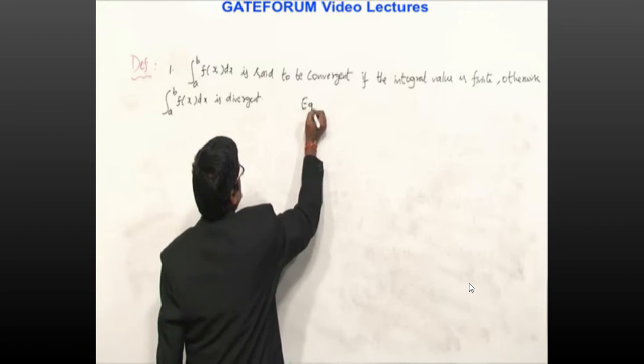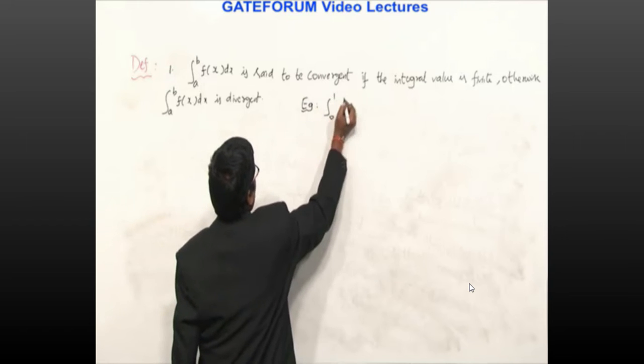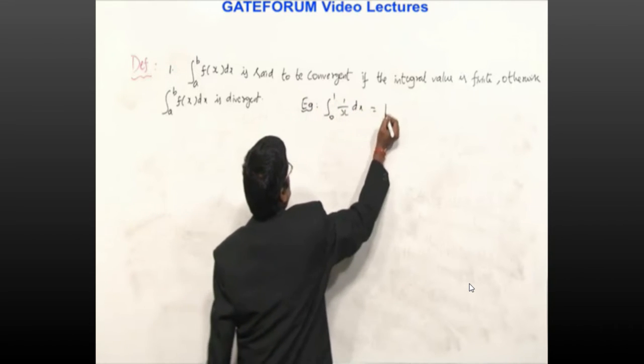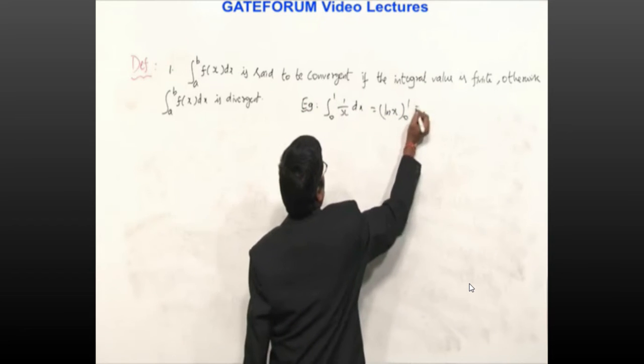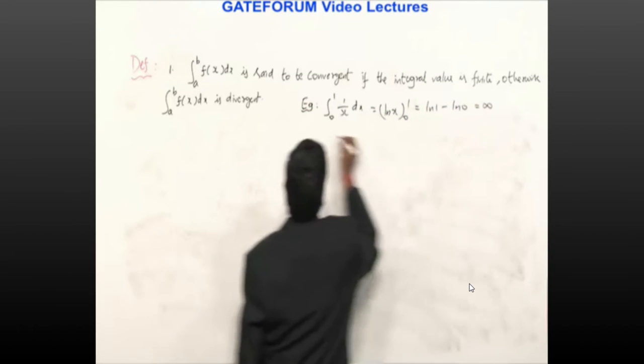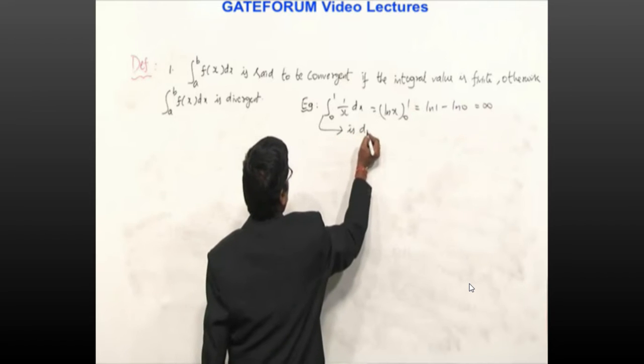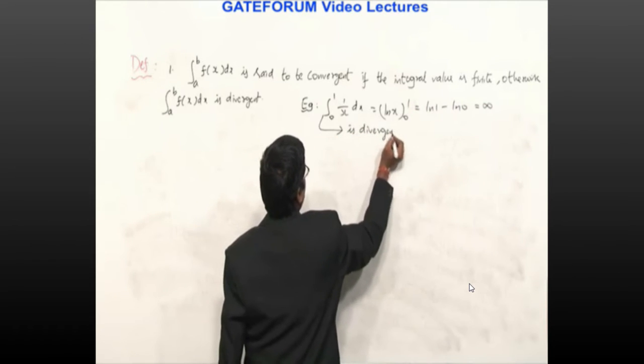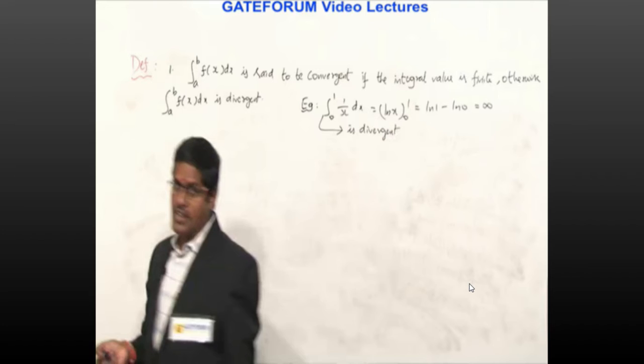For example, see, integral 0 to 1 of 1 by x dx is equal to ln x between limits 0 to 1. So ln 1 minus ln 0, this is infinity. So this integral is divergent because of the infinite value. Infinity is not a finite value.